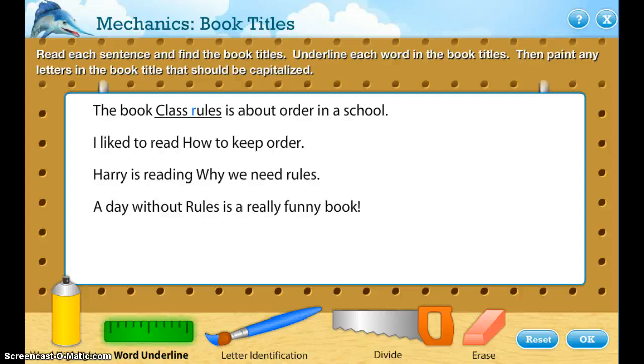But on the computer, a lot of times you'll see people use italics as well for book titles. Well, you can't use italics in your writing, so that's why it's important to learn to underline those book titles. You just simply put a line under the name of the book.